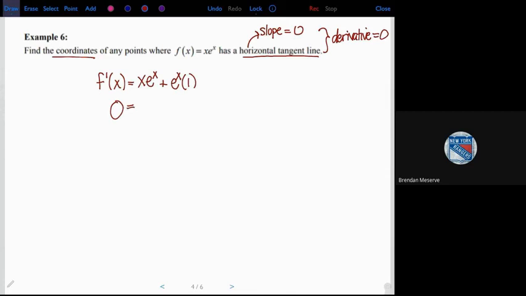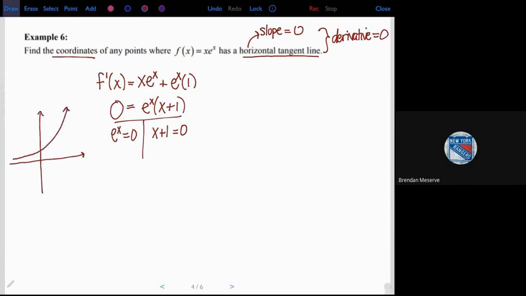We need to solve. So I see a GCF. So let's factor out e to the x. Either e to the x equals 0 or x plus 1 equals 0. Hold on a second. E to the x equals 0? I don't think so. That's an exponential function. The x-axis is a horizontal asymptote. E to the x is never equal to 0. That means my root is not coming from that piece. The only time it's 0 is over here when x equals -1.